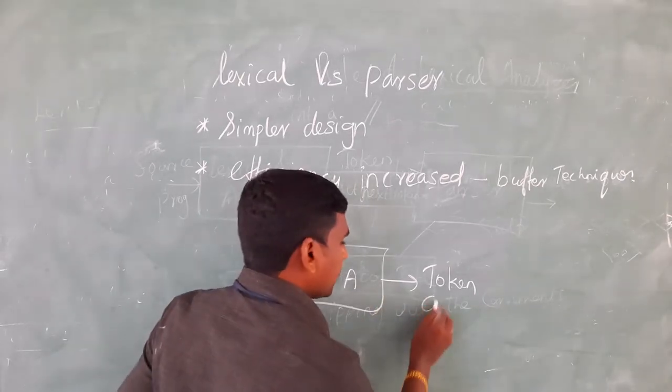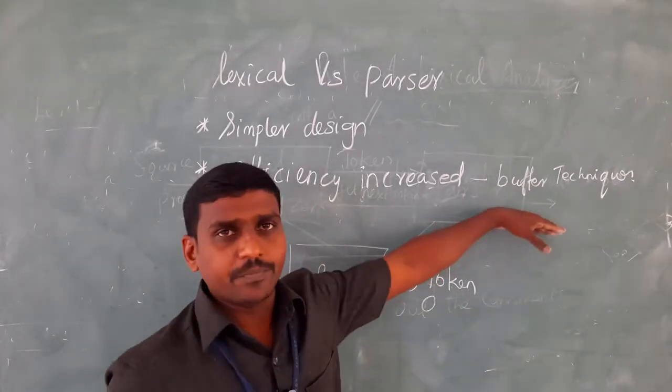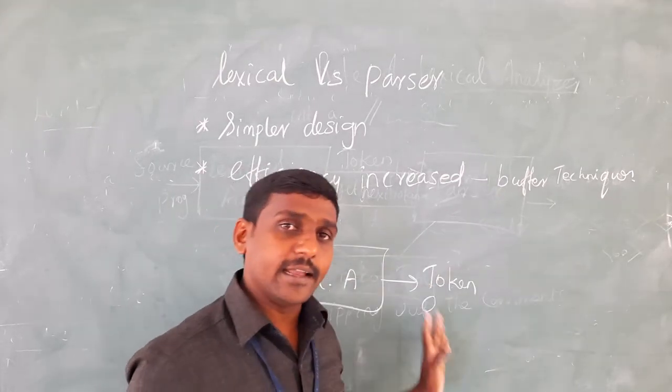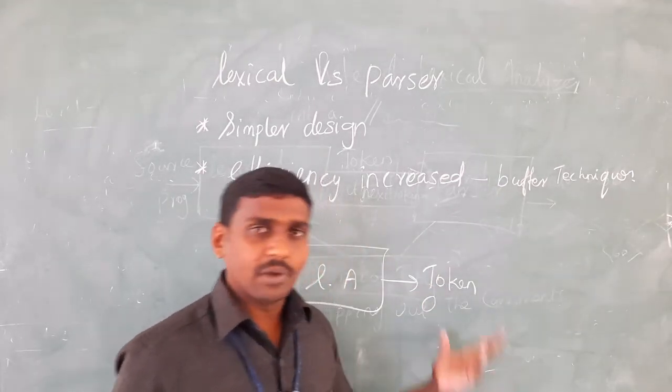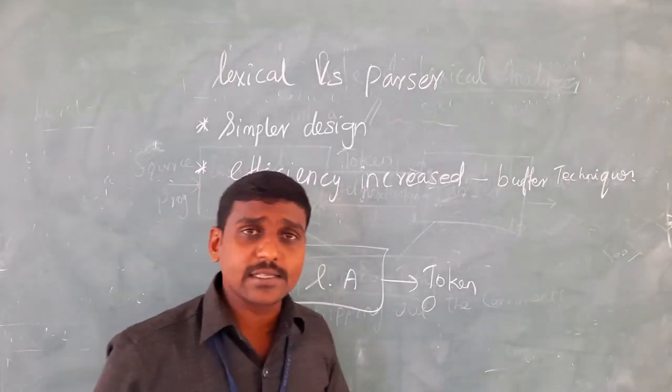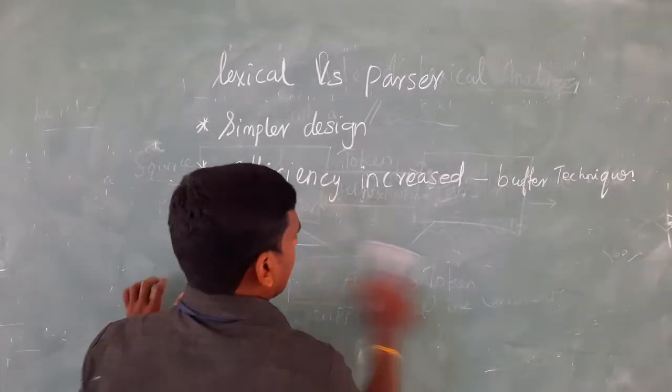So whenever one token is created, it should be stored in a buffer. The second token is also stored in a buffer. So whenever the parser needs it, it can directly take it from the buffer. That simply increases the efficiency of a compiler, right?